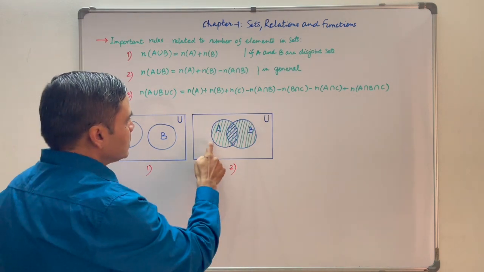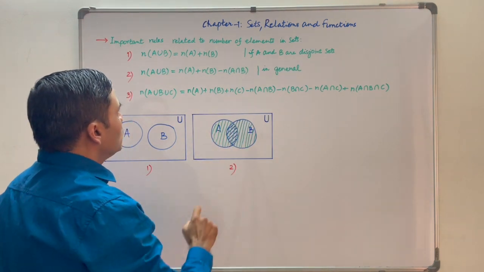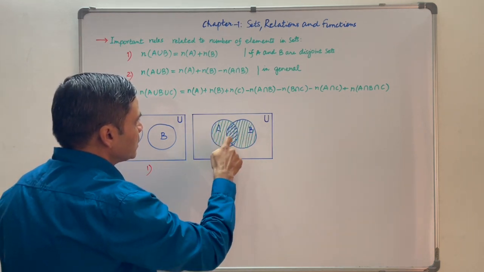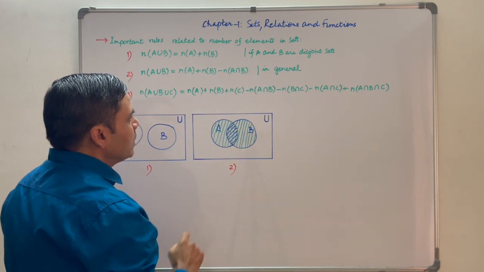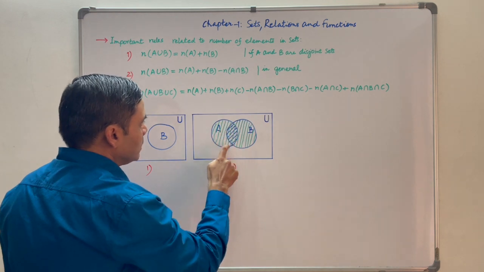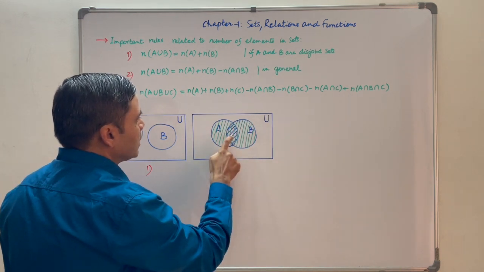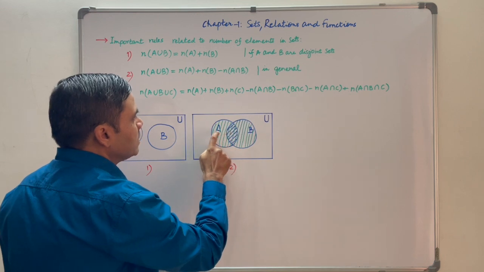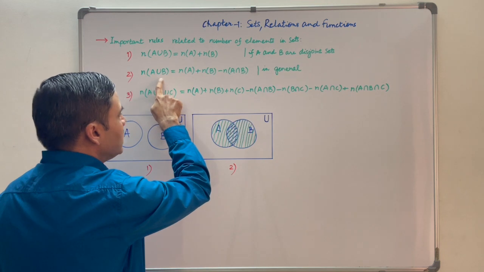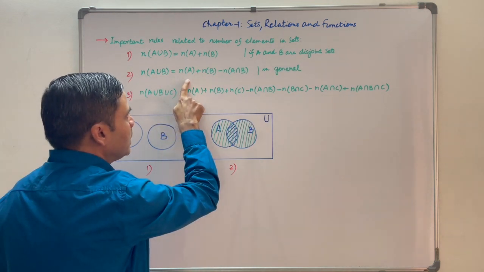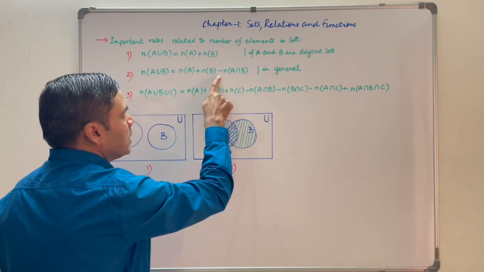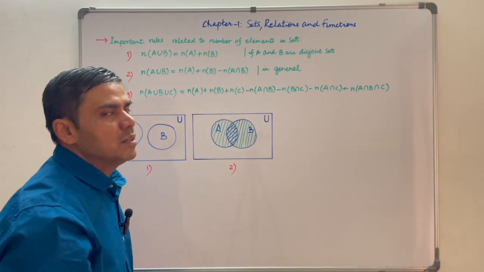So consider two sets, set A and B. The green shaded portion shows A union B. So number of elements in A plus number of elements in B, this part is counted twice. So we need to subtract this part once, and this part is A intersection B. So that's what is written. Number of elements in A union B is equal to number of elements in A plus number of elements in B minus common part subtracted once. So minus n(A intersection B).